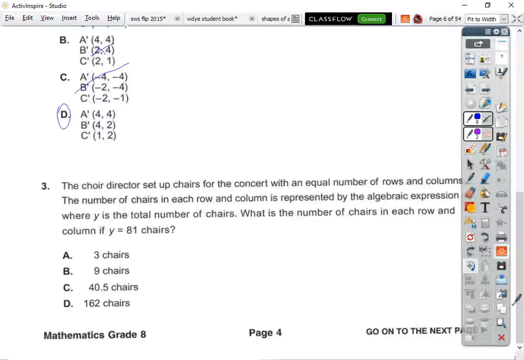Question 3. The choir director set up chairs for a concert with an equal number of rows and columns. So we have a square. The number of chairs in each row and column is represented by the algebraic expression square root of y, where y is the total number of chairs. What is the number of chairs in each row and in each column if y equals 81? Well, square root of 81 is equal to 9.